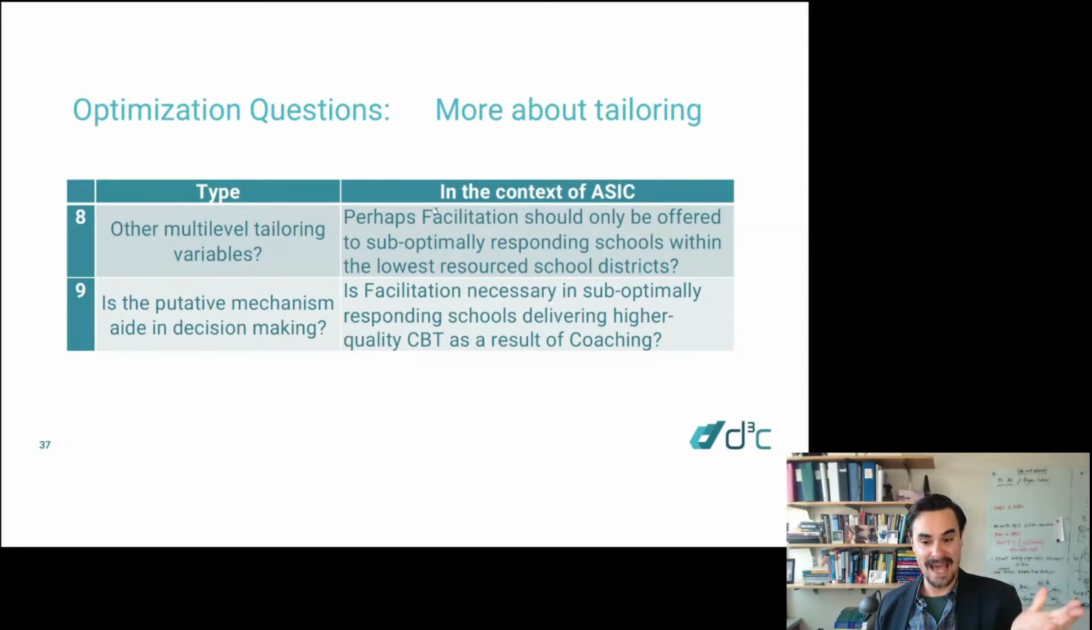And for example, should facilitation be offered only to optimally responding schools within the lowest resource school districts? That would be a phenomenal question for the state of Michigan to know the answer to, right? They would be thrilled to know that, because then they can marshal their resources only for facilitation, only to the low resource schools, right?